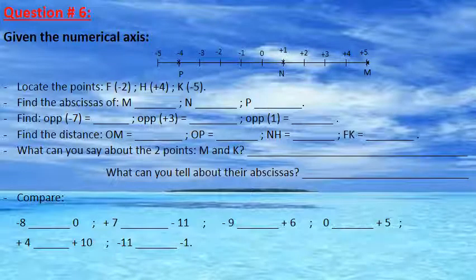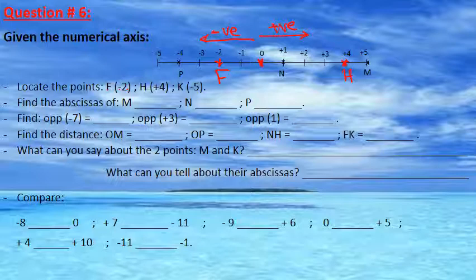Now question number 6, it's about the numerical axis and signed numbers. First, we are given the numerical axis. On this numerical axis, the origin O has an abscissa 0. Here to the left we have all the negative numbers, and to the right we have all the positive numbers. We should locate the point F, minus 2. It's negative, so here we have point F, which is minus 2. H has an abscissa plus 4. This is plus 4, so this is H.